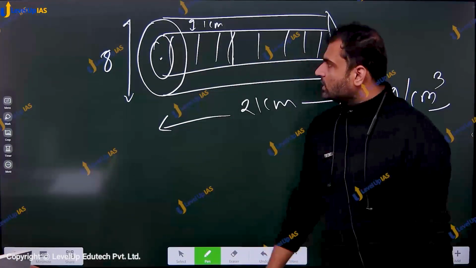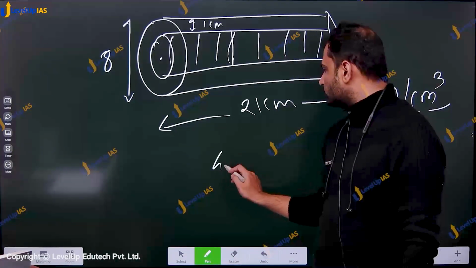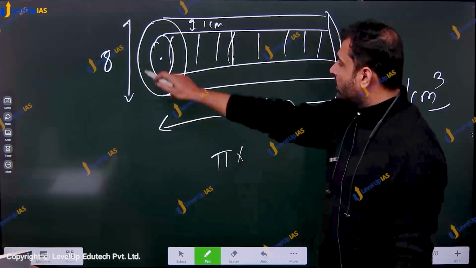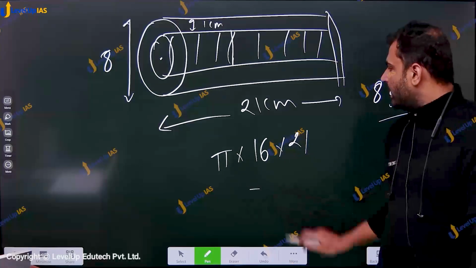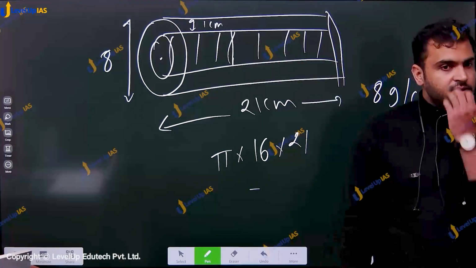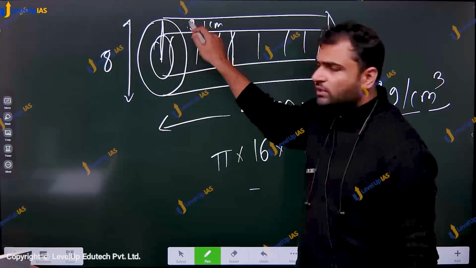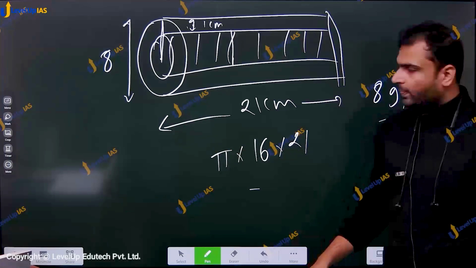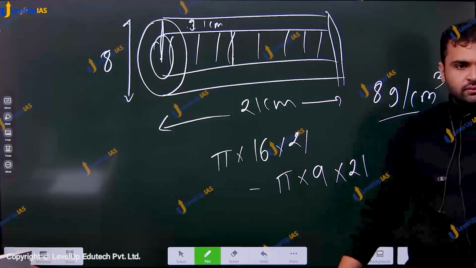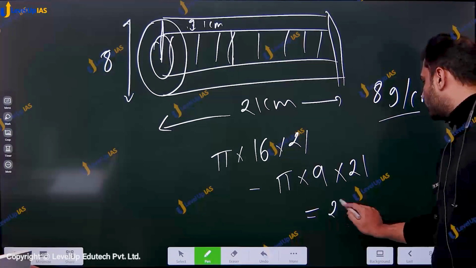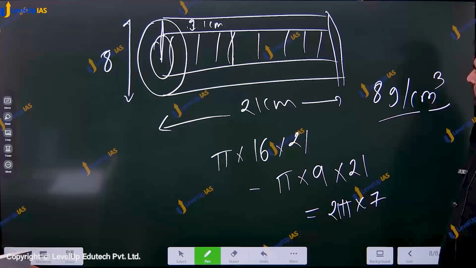So what is the volume of the outer cylinder? Diameter is 8, so radius is 4, so yes, pi r square, 4 square is 16, into h 21, minus the inside radius. This is 4 outside and this thickness is 1, so the inner radius is 3, pi into r square into h, which is equal to 21 pi into 16 minus 9, na? 7.